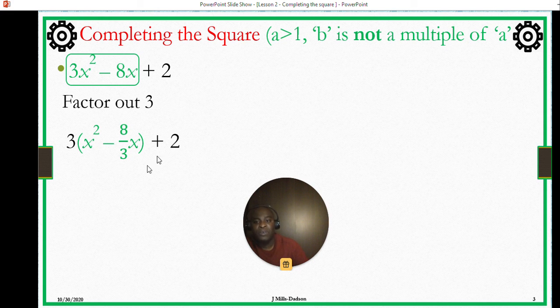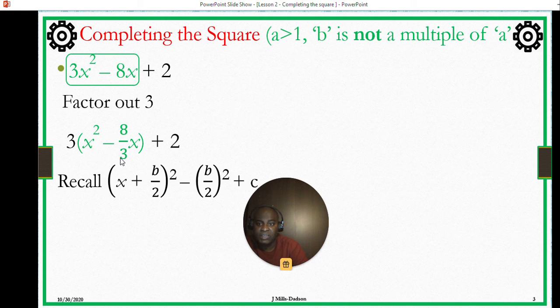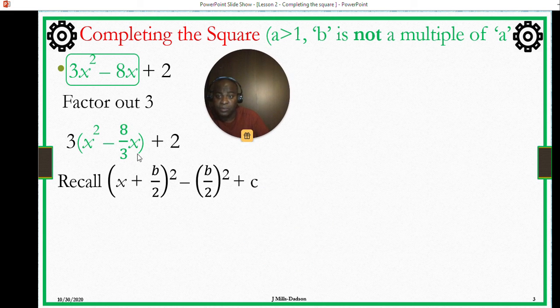Now, we've got our true b, which is 8 over 3. The formula says x plus b over 2. So this b has to be divided by 2. And that's where most students get confused or forget to do, because they think that 8 over 3 is a fraction, so they substitute straight away. That is the true b, and it has to be divided by 2 to conform to the formula.